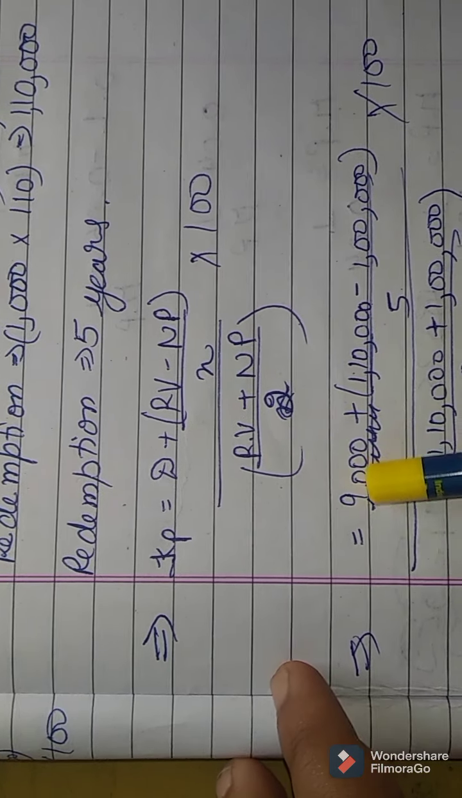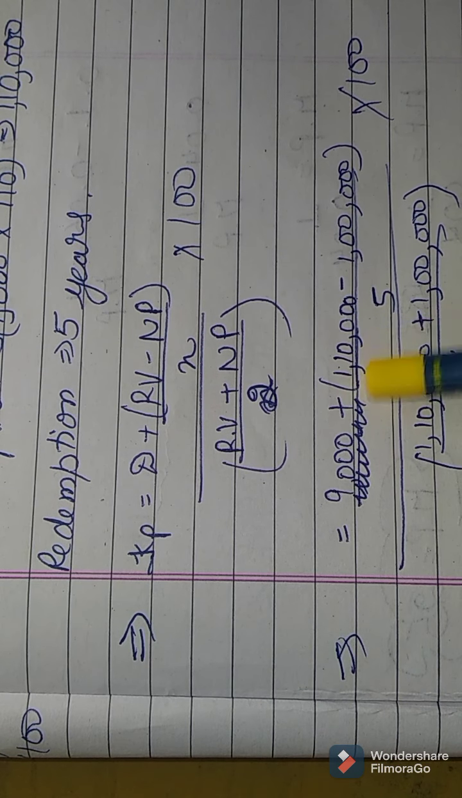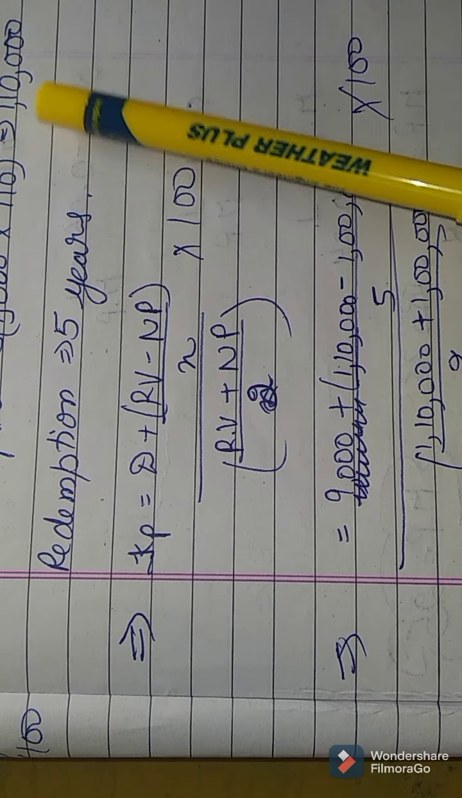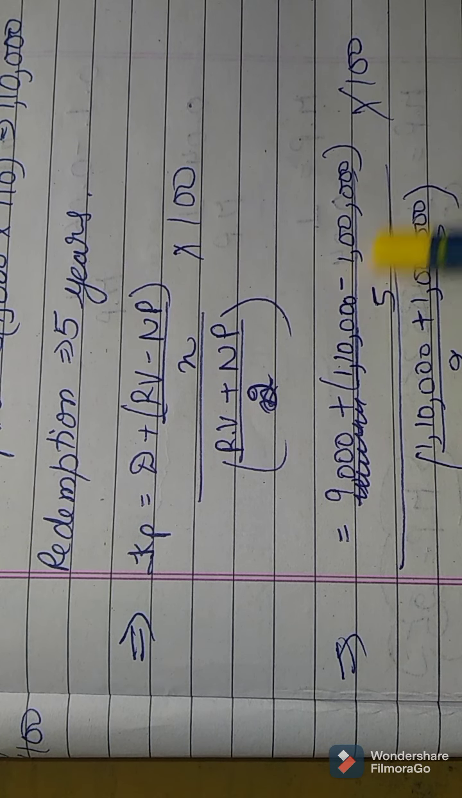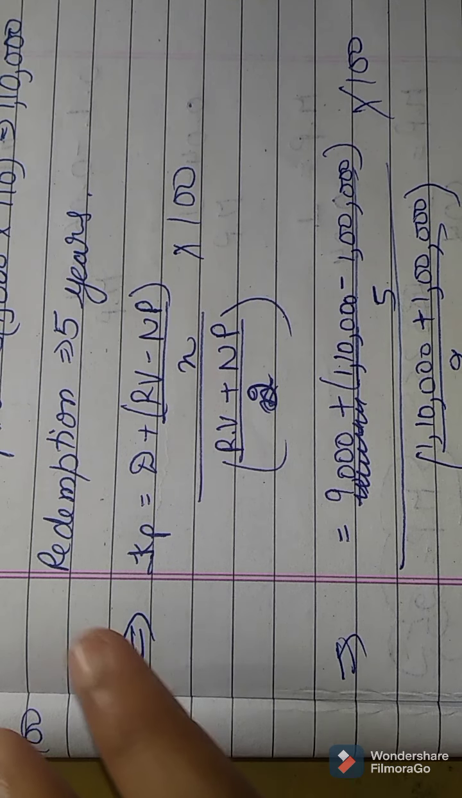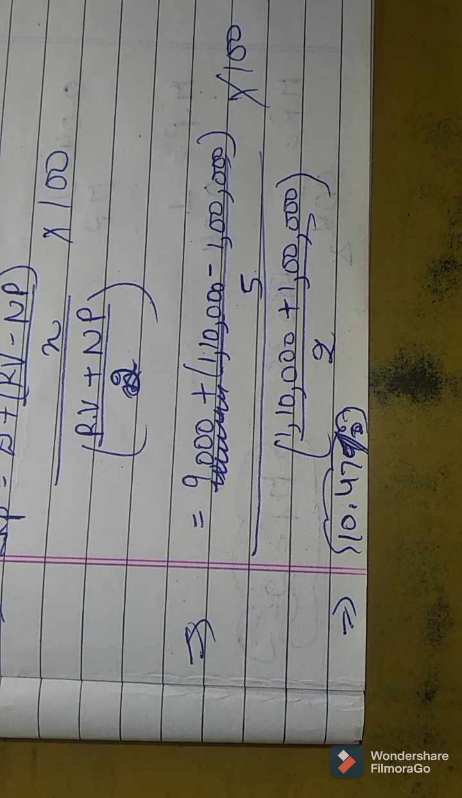Now dividend is 9,000. Redemption value, which is here 1 lakh 10,000 minus NP, NP is 1 lakh, divided by 5. You can easily calculate it by putting these values in the formula.